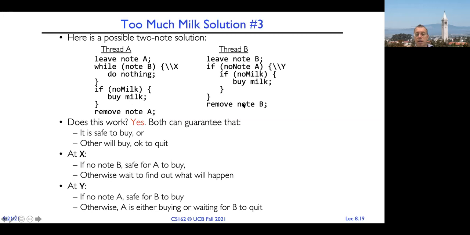Now, if I am at Y, if there is no note A, it's safe for B to buy. Why? Because if there is no note A, this means that thread A is not executing this code, so it cannot buy milk.